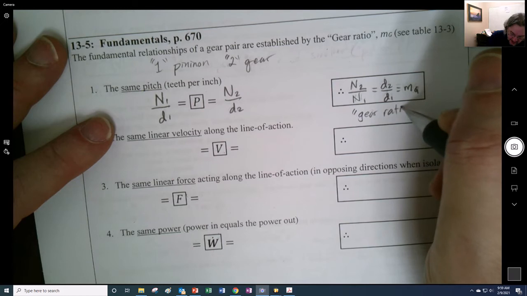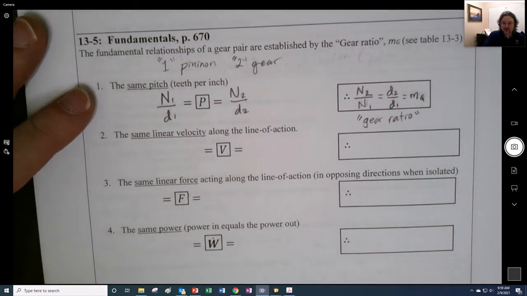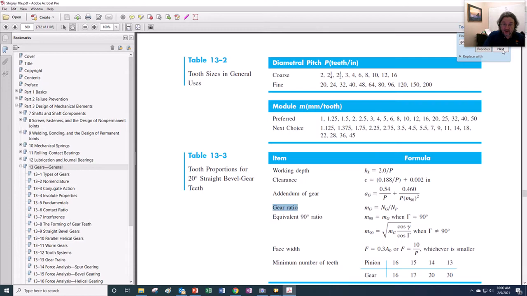Now, Shigley doesn't use this quite as much as maybe other books. It does come up in there, I double checked right here. Here's where gear ratio is brought up, only in the discussion of interference. You can also see later on, this says for bevel gears, but they define that M subscript G as being N_G, the number of gear teeth, divided by the number of pinion teeth, right there.